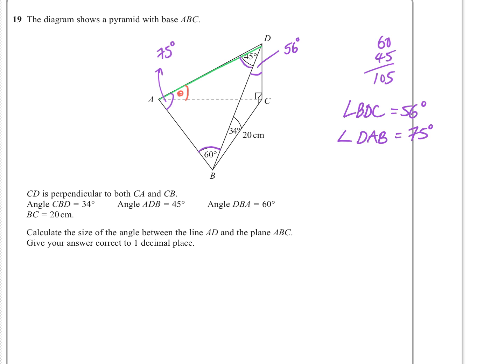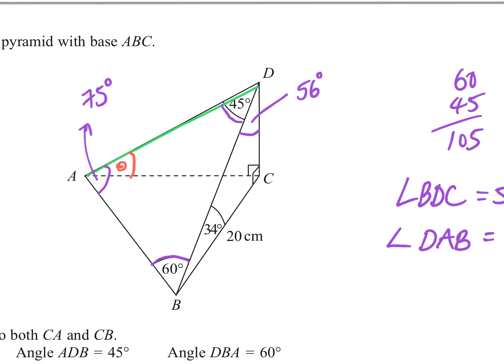Now, if we zoom in on the shape a little bit, then we can find this length here, DC, and how would we do that? Well, we know the tan of 34 is the opposite, which is DC, over the adjacent, which is 20. So DC is going to be 20 times tan 34.